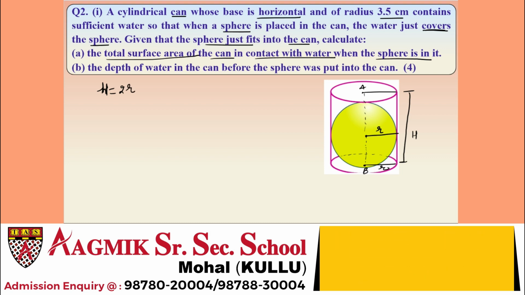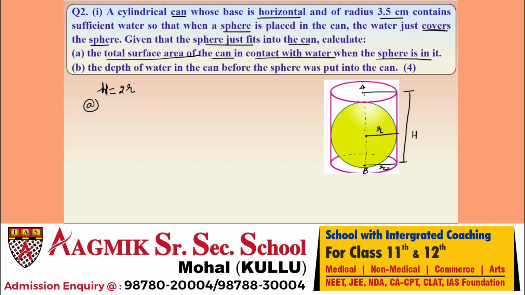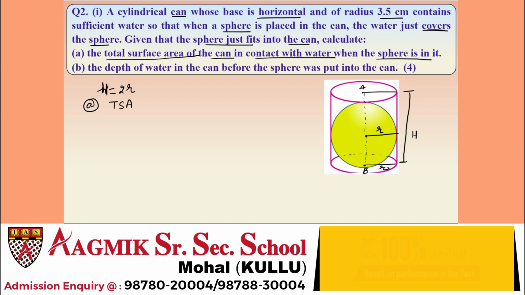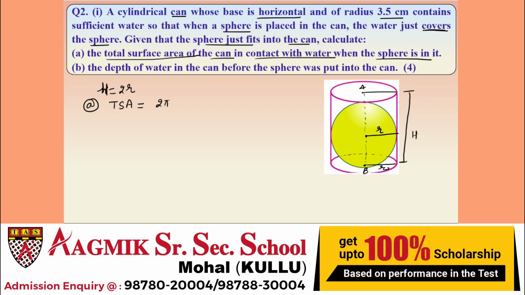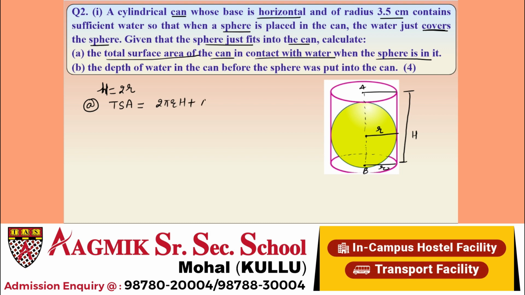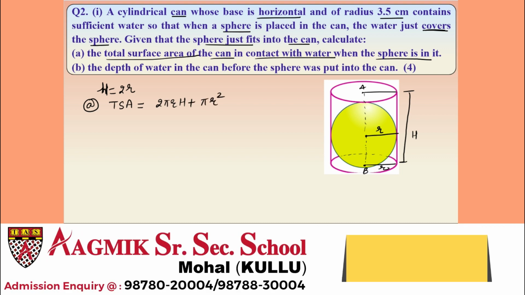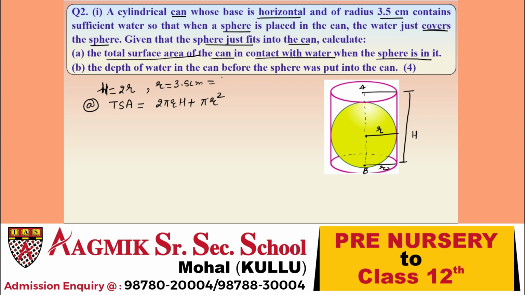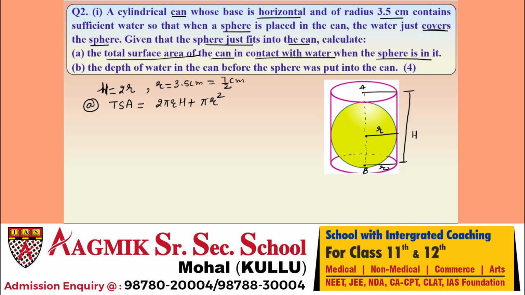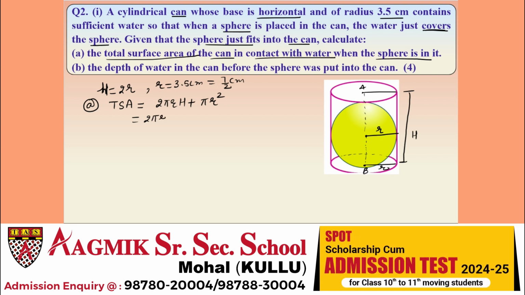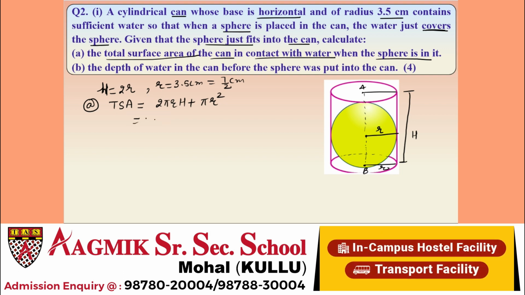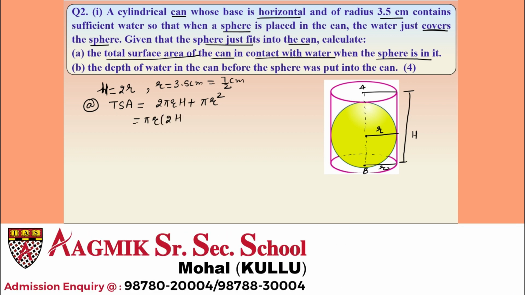Alright. Now what will be the total surface area of can which is touching the water, right? Which is in contact with water. So let us do total surface area of can will be 2 pi r h, the curved surface area, plus the bottom, which is pi r square. So we are given here that radius is 3.5 centimeters. So you can take it to be 7 by 2 centimeters. Now here we can take pi r common. Then we are left with 2 times h plus r.